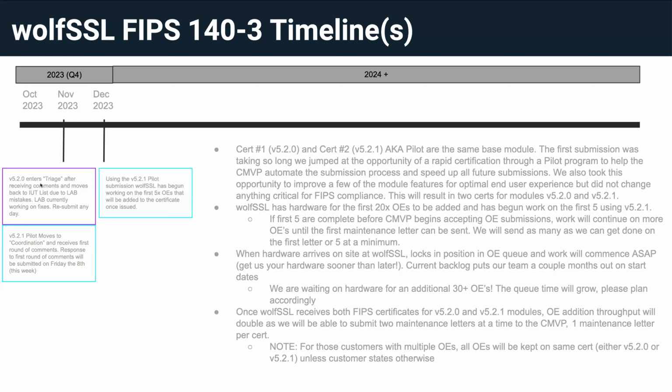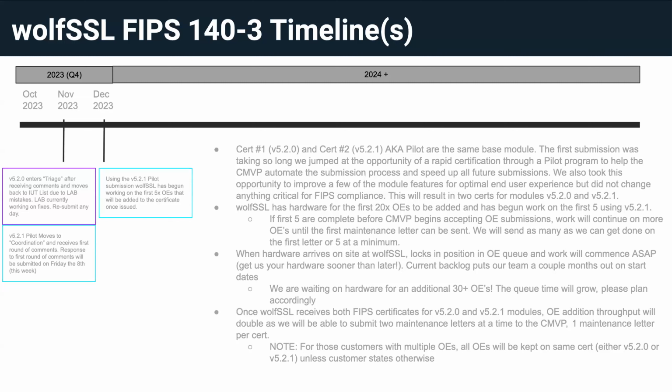And then once this other version 5.2.0 receives its cert, I believe it's going to be a little delayed just due to this triage we've hit. But we should get that cert as well. We hope in very close proximity to the time we get to version 5.2.1. And what that'll mean is I can double the throughput of OEs that we can submit to the CMVP. They are the same module essentially. The one just has better debug statements, or more human readable, more meaningful debug statements in it. But other than that, they're the same module.